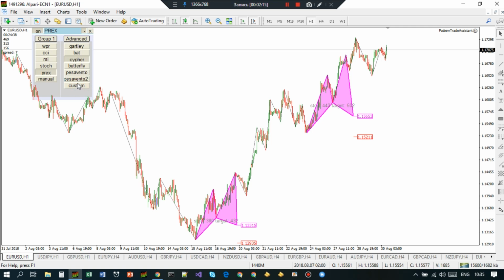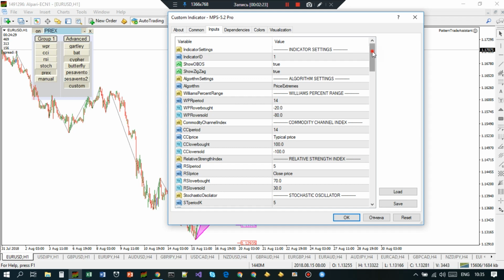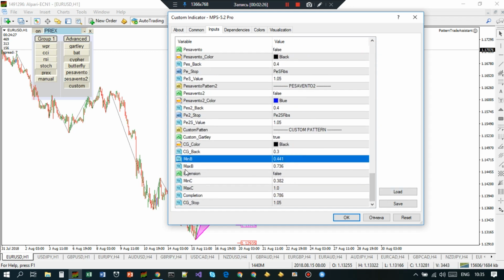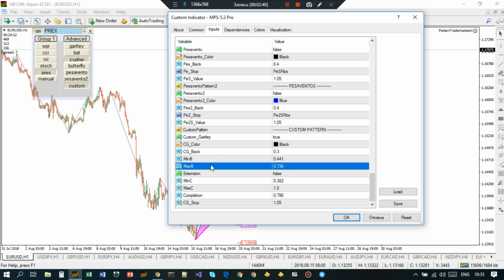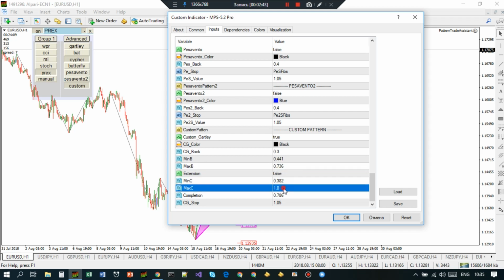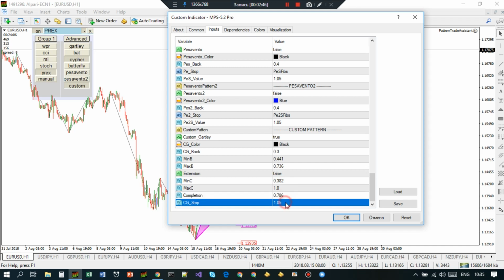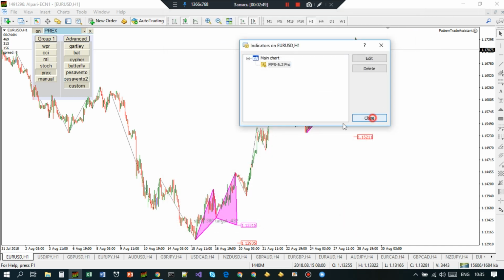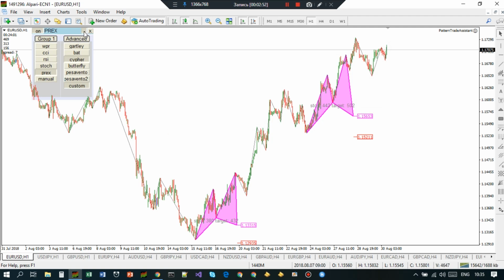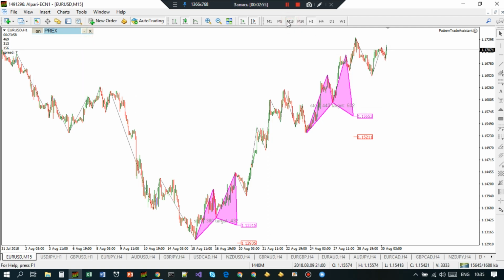A custom pattern is a unique feature of MPS software. It is basically the pattern that you code yourself. So you just go into settings and you set this custom pattern. For example, mine is called the Unified Gartley, and the idea is to unite the Bat pattern and the Gartley pattern together, and that's why we have the ratios of 0.44, 0.736 for the B point, 0.382 and 1 for the C point, 0.786 completion, and 1.05 in validation levels. Okay, well, that's it. Let me hide that, and let's start our analysis.